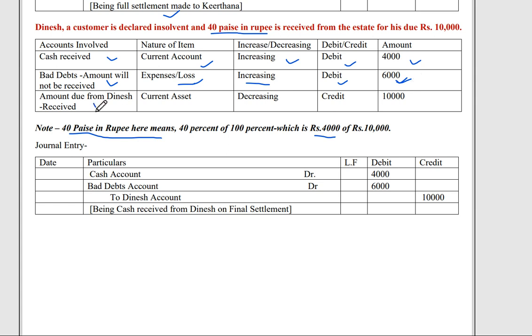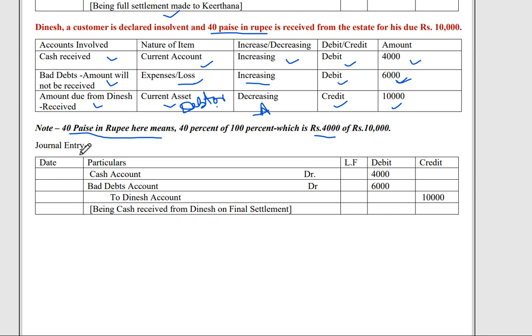Now the overall amount which was due from Dinesh was in the current assets because he is a debtor. Dinesh is a debtor, hence it is in current assets. Here the debtor, a current asset, is decreasing, so that should be credited with the amount 10,000 rupees. When the amount is being received or there are no chances of receiving it, it is decreasing and we are crediting that with the amount 10,000 rupees.